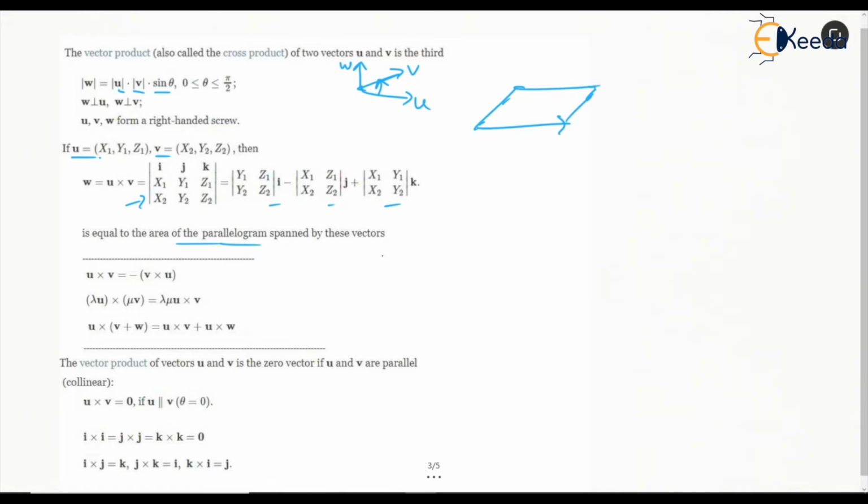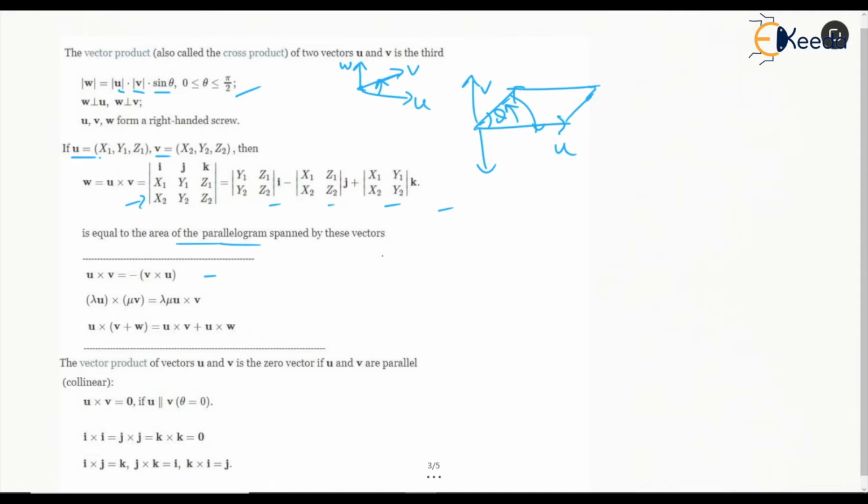Let's say this is u, this is v, and this is the angle theta. Then the cross product gives the area of this parallelogram, which is given by these expressions. Other than that, u cross v is minus of v cross u, because when we are going in the anti-clockwise direction, the direction comes out upward, whereas when you are going in the clockwise direction, it is negative in the sense of direction. So that is why we have a minus here.